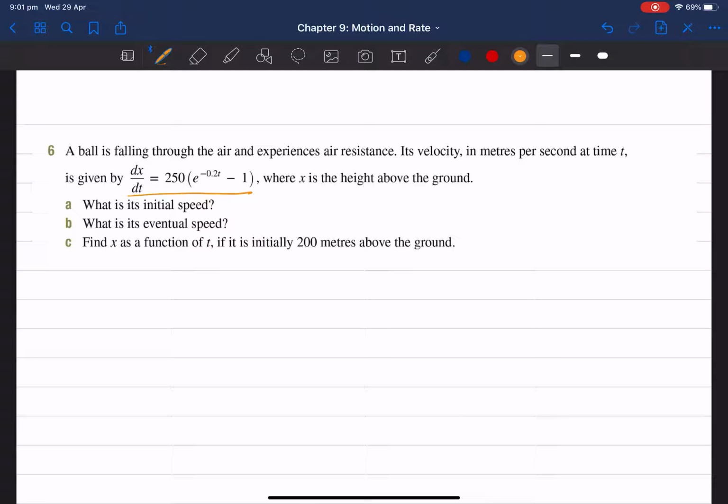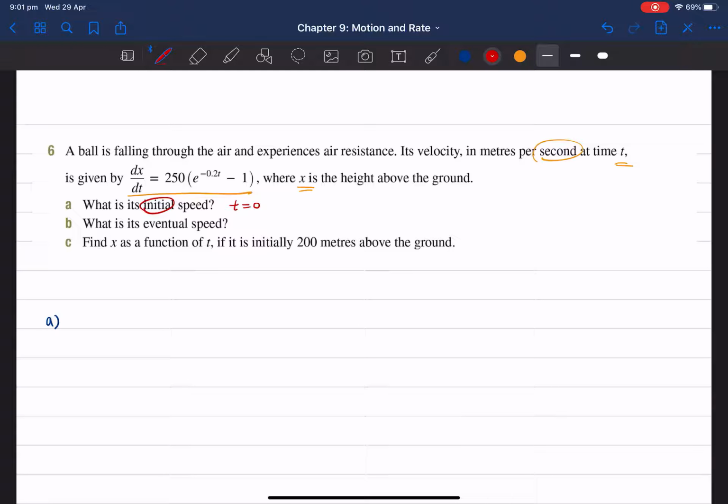Okay, so dx over dt is the velocity, and it's in terms of an exponential function, where x is the height above the ground. Okay, x is just the height, and t is the time, in seconds. All right, now what does the question ask us to do? What is the initial speed? Again, as in the previous question, initial means when t equals 0, and the question asks us for the initial speed.